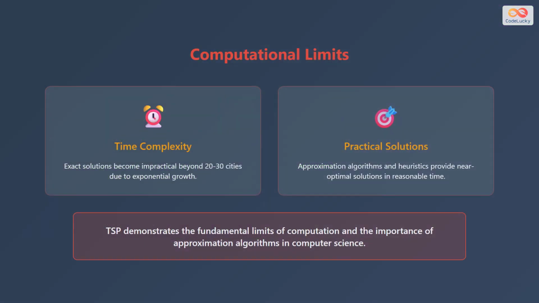The traveling salesman problem highlights the limits of computation. Due to its exponential time complexity, finding exact solutions becomes impractical beyond 20 to 30 cities. However, there is hope. Approximation algorithms and heuristics can provide near-optimal solutions in a reasonable amount of time. The traveling salesman problem demonstrates the importance of approximation algorithms in computer science because of these computational limits.